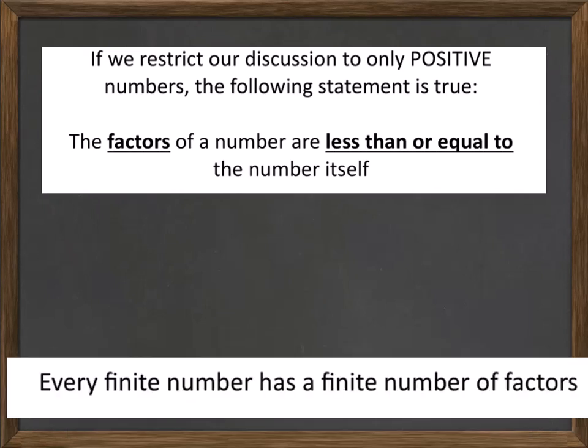Every finite number has a finite number of factors. And if you think about it, this really makes sense. What we're doing when we're factoring is breaking numbers down into smaller and smaller bits until we can't break them down anymore. So let's look at 8. We can break it down into 4 times 2, and we could break that 4 down again into 2 times 2. But 2 is a special number, right? Why can't we break 2 down any further?